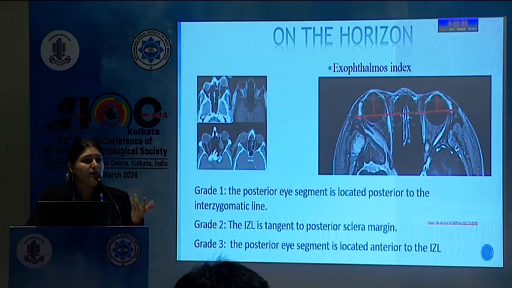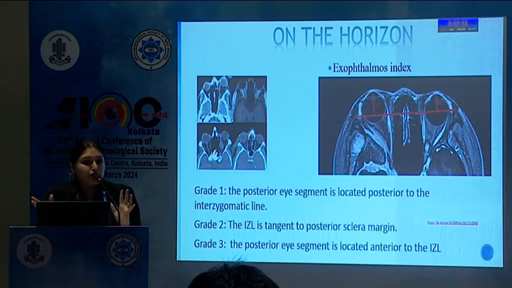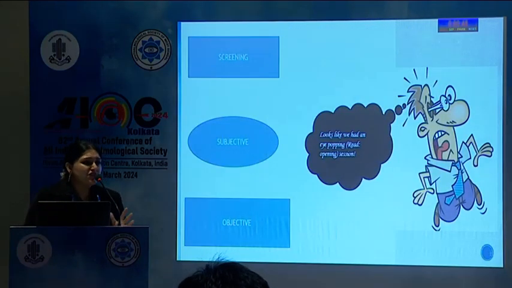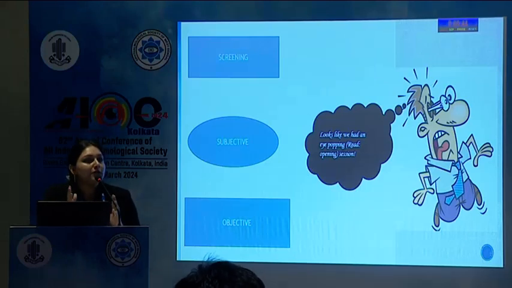If MRI is being used as an established tool, there are so many more things we can do. We can grade the proptosis. We can also use an exophthalmos index. Okay. Radiological investigations are extremely important because we also get to know the cause of this proptosis or anophthalmos.